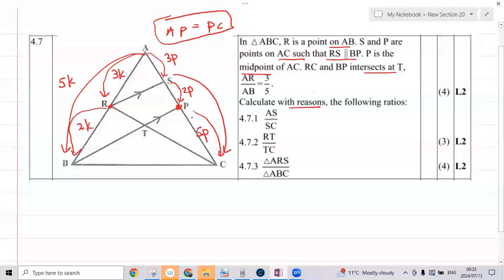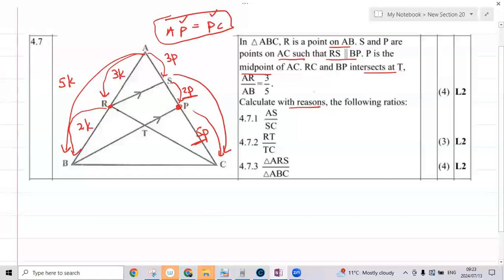So what do you notice, learners? You notice that the whole of SC will equal 5P plus 2P, which will equal 7P. Okay, and then we've got AS, which is 3P. So it's important for us to make sure that we understand our theory, and I'm going to go through that one more time. They told us that P is the midpoint of AC, therefore AP equals PC, okay?